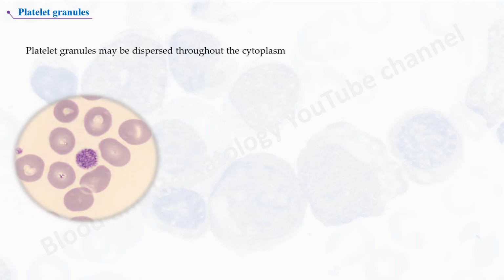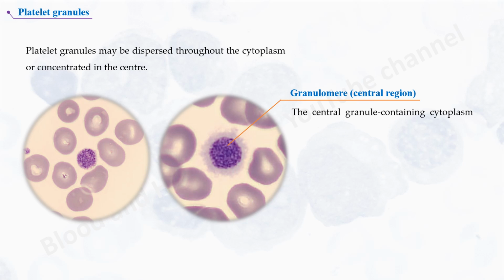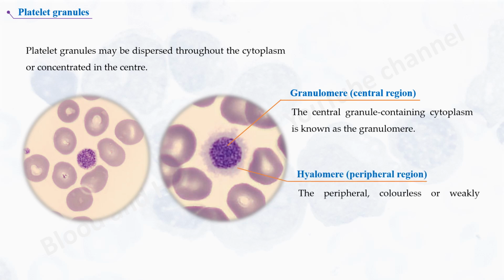Platelet granules may be dispersed throughout the cytoplasm or concentrated in the center. The central granule containing cytoplasm is known as the granulomere, and the peripheral, colorless or weakly basophilic zone that does not contain granules is known as the hyalomere.